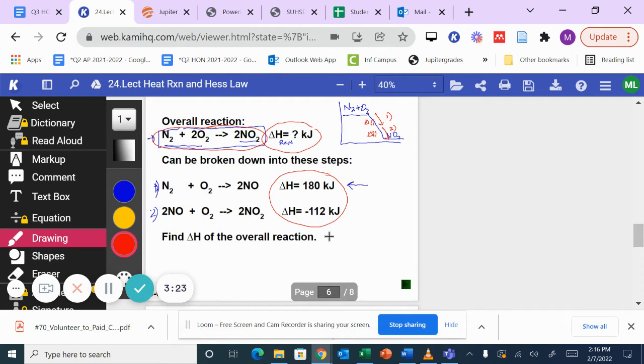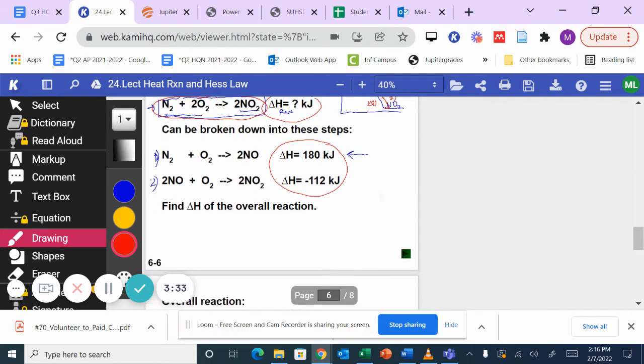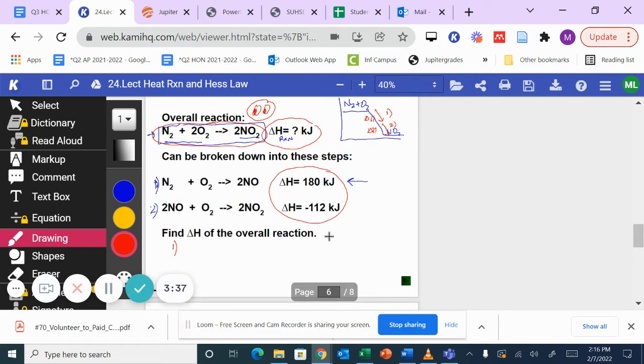So I'm going to keep my eyes on this final equation here. Okay, keep your eyes on this. I'm going to look at equation number 1, and I'm going to rewrite it. I see N2 and O2 are both on the left side, and NO is nowhere to be found. So I want these 2 on the left side, so I'm just going to copy the reaction. N2 plus O2, arrow 2NO. Since I did not reverse it, I'm going to use the 180 kilojoules.